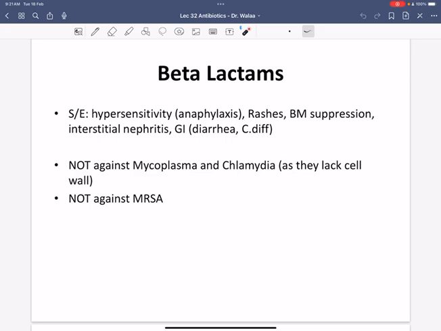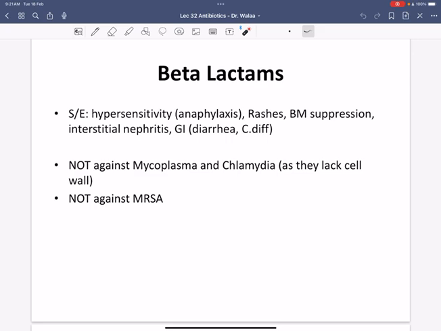for the antibiotics. Some of them they cause significant bone marrow suppression. Most of which is reversible, so when stopping the offending agent, bone marrow should go back to be functioning normally. Some of them cause interstitial nephritis and GI manifestations. So GI manifestations are not exclusive for the beta-lactam antibiotics.